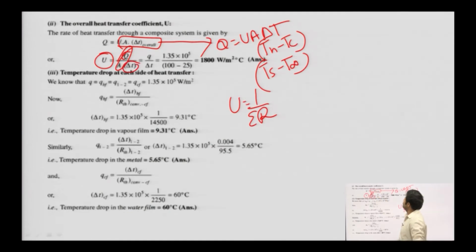You have delta T, so just solve for U. It's simple mathematics and a simple numerical. Now, temperature drop at each side of the heat transfer. Temperature drop at each side. Now what do you understand by temperature drop at each side?